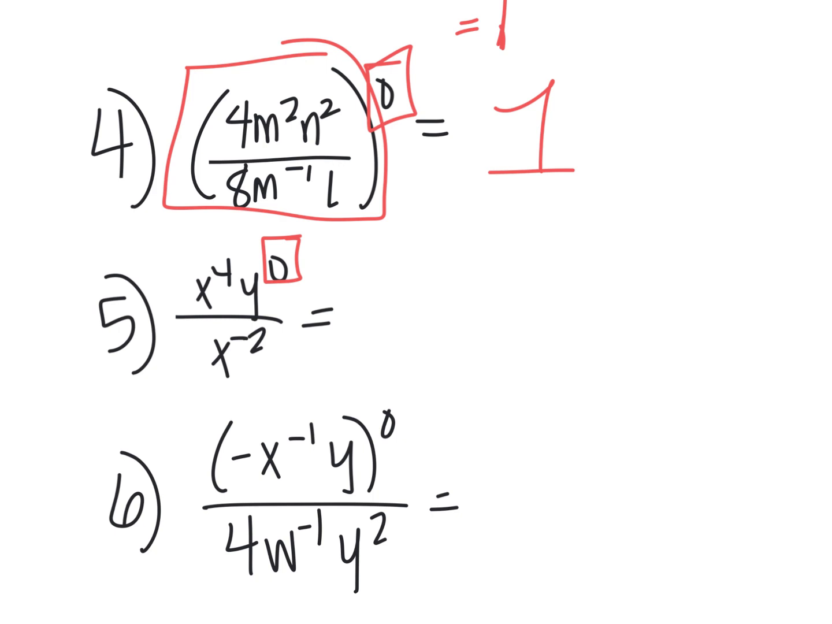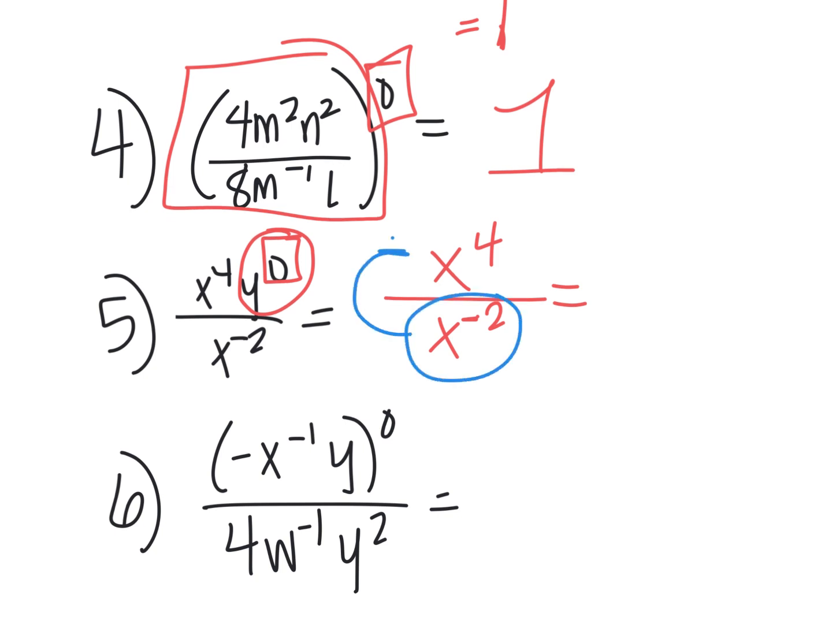So x to the 4th is going to stay the same, but y to the 0 is 1. So we don't even need to write that. And then we have x to the negative 2. Remember, a negative exponent goes to the top, or it flip-flops.